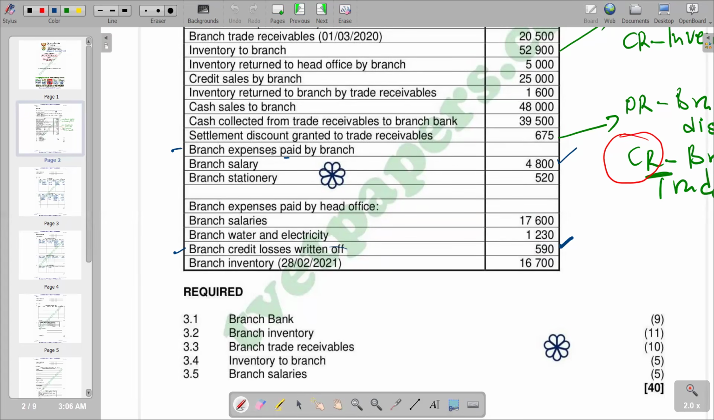So let's just try to see. I'll go to the questions about information given. We also have the branch salaries, which is 70,600. So the 70,600 are salaries of the branch, although they were paid by the head office. So if they were paid by the head office, it's only that the payment was done by the head office, but they belong to the branch. So they should be shown on the debit side of the branch salaries account as 70,600.